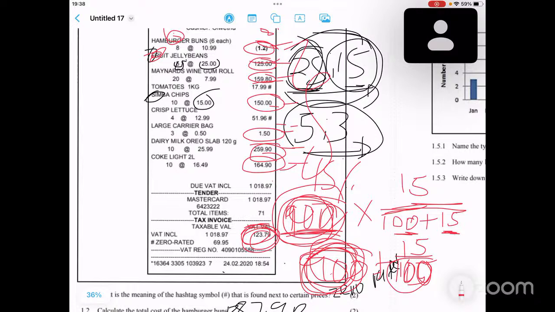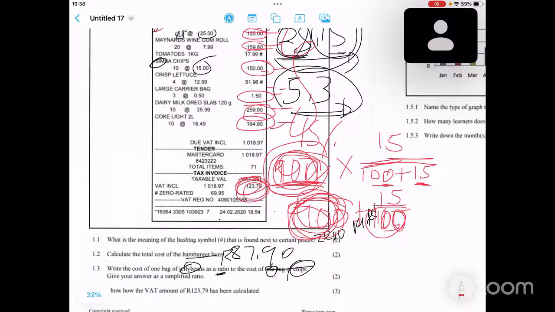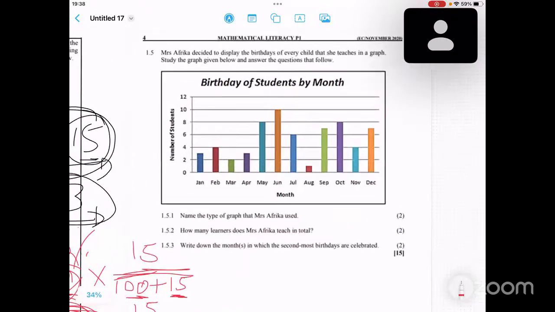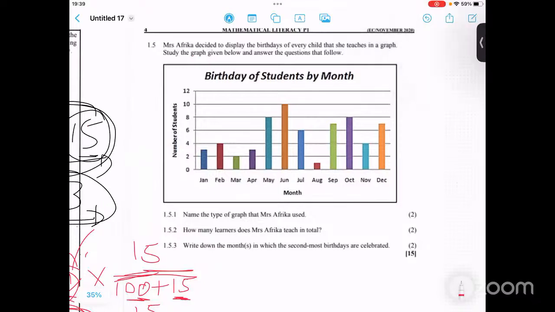Yes, ma'am. Perfect. We're going to do more of those as we deal with the types of that. Okay, let's move to number 1.5. Remember to mute your mic when you're done commenting. Right, guys?